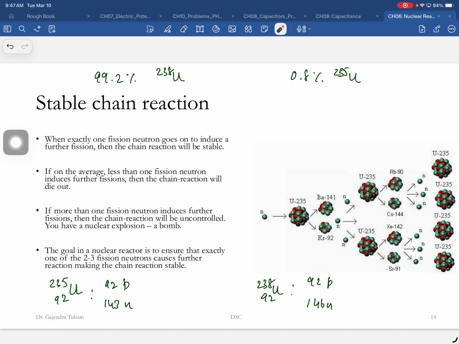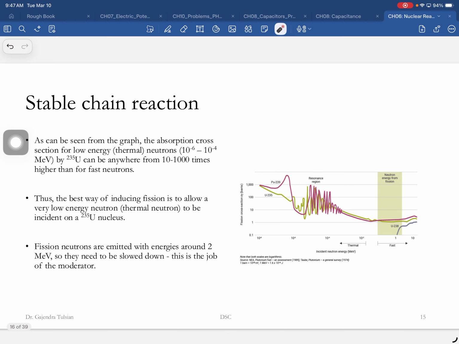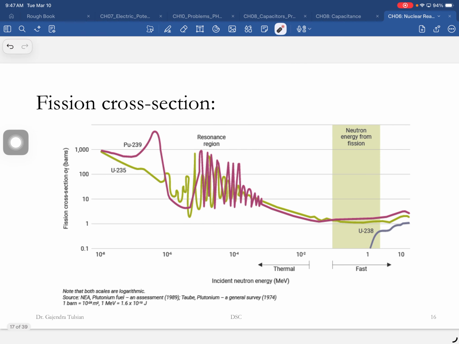Good so far? All right, so now let me show you another graph. This graph shows the fission cross section. You can think of this as the probability of a neutron causing a fission reaction, here in uranium-235 and this is plutonium-239. Plutonium is not naturally occurring, but it's manufactured in a nuclear reactor. We won't worry about that. So this is the graph we'll look at.